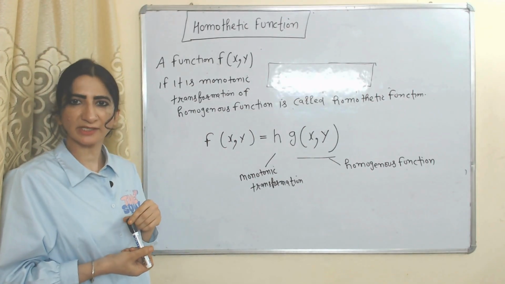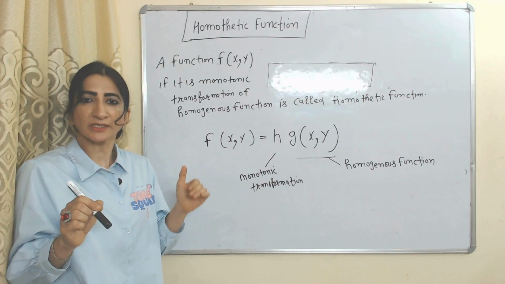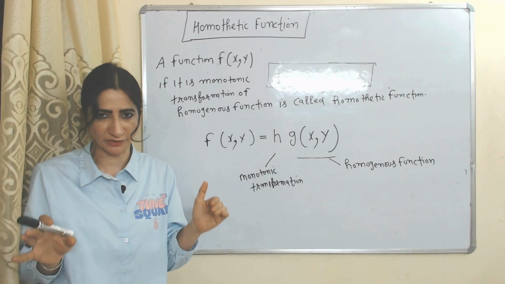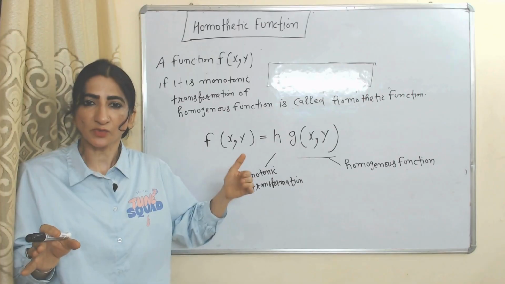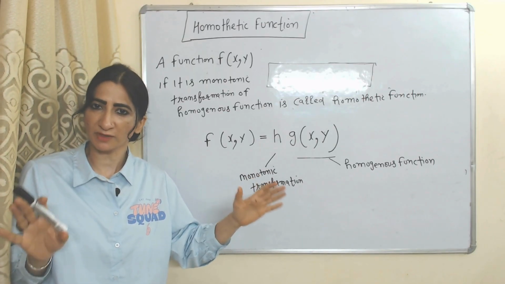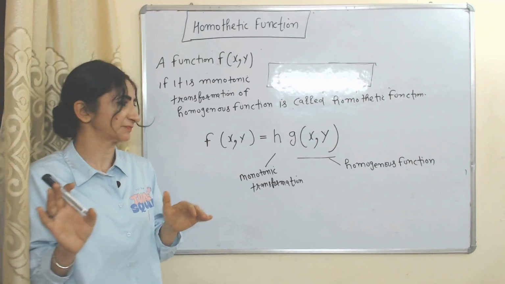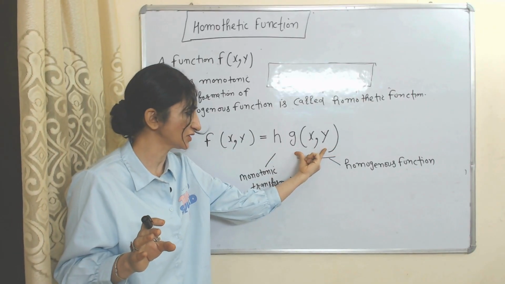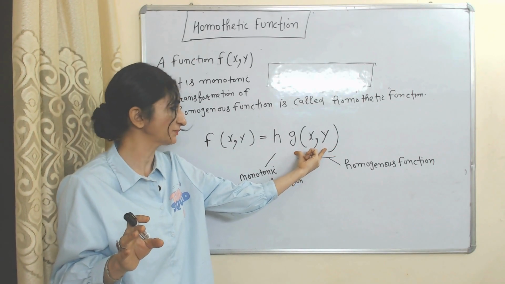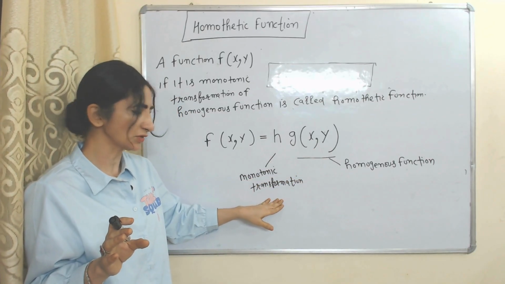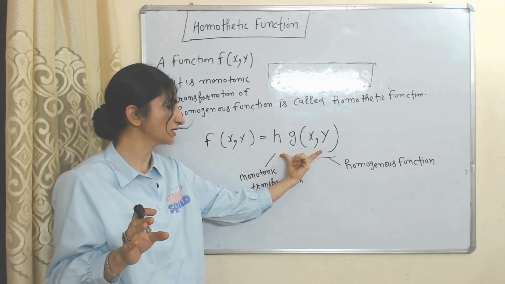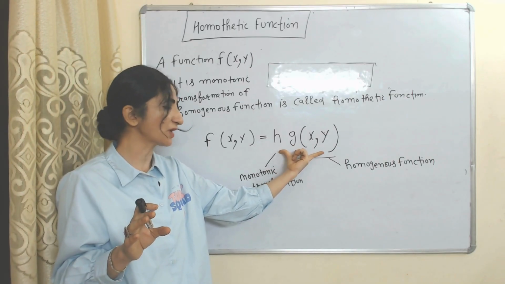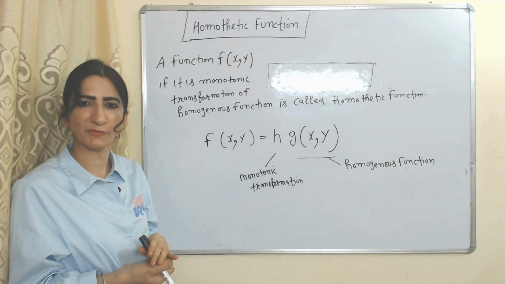Now we will see homothetic function. Monotonic transformation of a homogeneous function will be called homothetic function. So here you can see this one represents homogeneous function, and H represents a monotonic transformation. This whole represents a monotonic transformation of homogeneous production. That's why it will be called homothetic function.